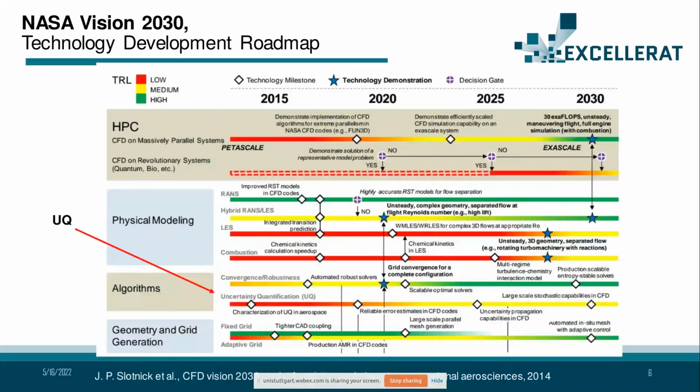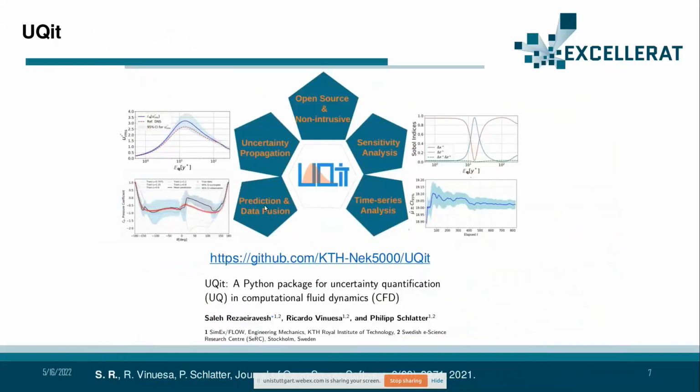UQ is one of the main technologies considered in NASA Vision 2030. If we look at this technology development roadmap, we are almost here, in 2022, and for UQ we should be moving from low toward medium readiness level. We would like to have reliable error estimation in CFD, uncertainty propagation capabilities, and larger-scale stochastic capabilities, for instance, by 2030, as standards for next-generation CFD codes. So it's good to start from now, and that's what we were thinking about. We have started developing UQit, which is written in Python, and it's a package for UQ in CFD.